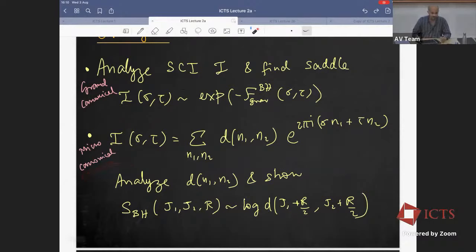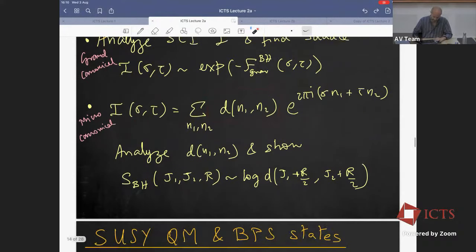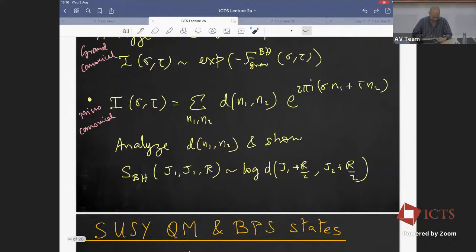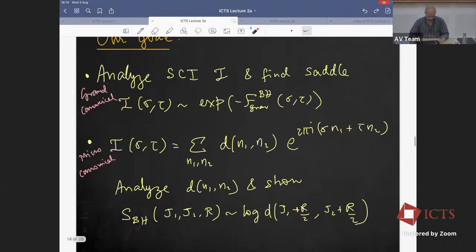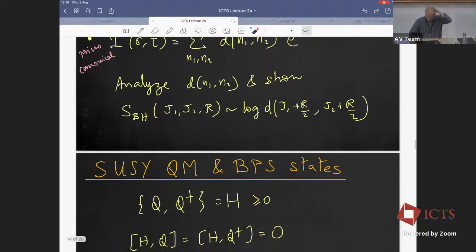Equivalently, you could go back to the microcanonical question. So this index has some Fourier expansion of this type. These are the degeneracy of states, perhaps with a phase, and you can analyze that and ask whether the log of that is the entropy. Okay, I'll do both. All right. I'm certainly running behind time, but I'll just go.